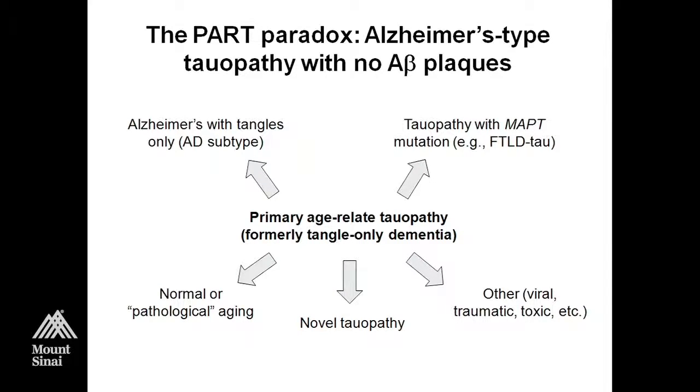Another thought was, when we started writing papers, that the reviewers and the grant reviewers came back and said, you're just looking at something that's normal because you see tangles in that same distribution. You're comparing normal to normal, and you're not going to find anything. And so I got a little frustrated about that. But the idea was, well, maybe it is normal or some kind of pathological aging. Maybe it's something new. Or, I showed you that list of other tauopathies. It could be a viral thing, traumatic or toxic.